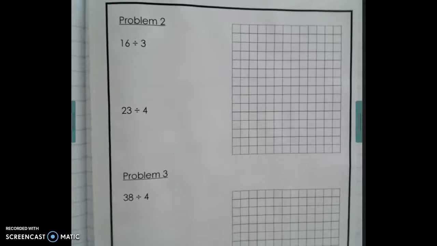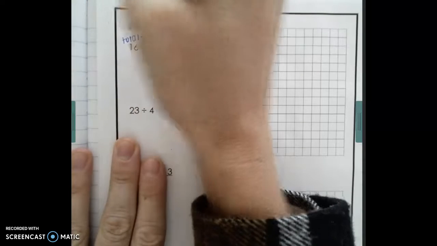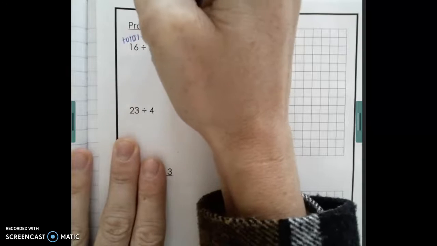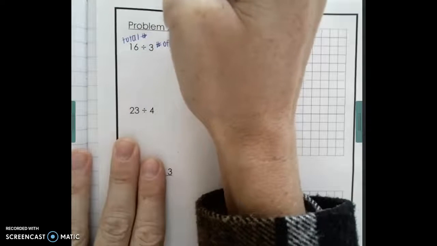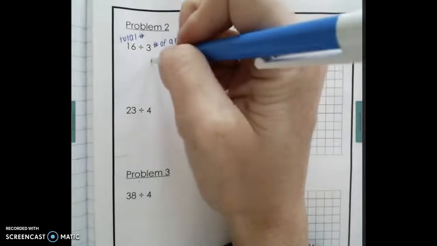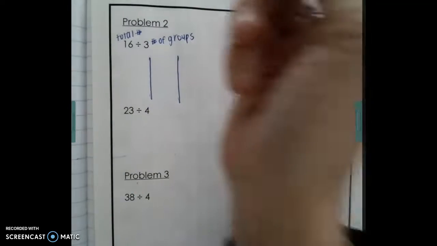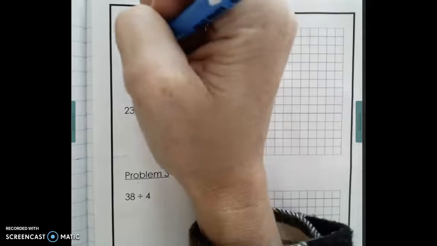So problem 2, I have 16 as my total number, and 3 is going to be my number of groups. Okay. So I'm going to draw just 3 groups, and I'm just going to count up till I get to 16. I'm going to put 1 in each, like I'm dividing up into teams.